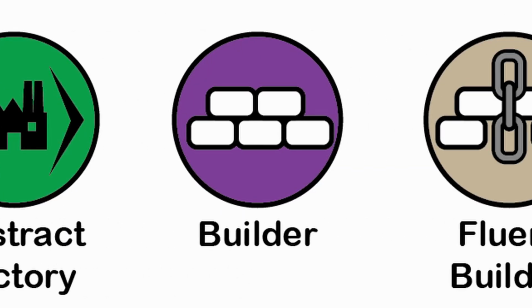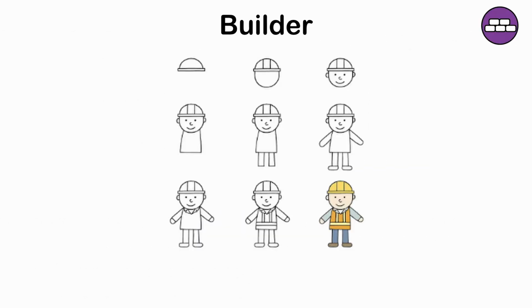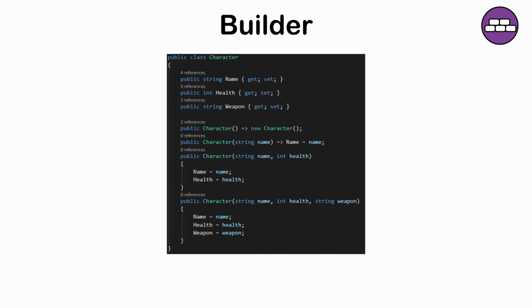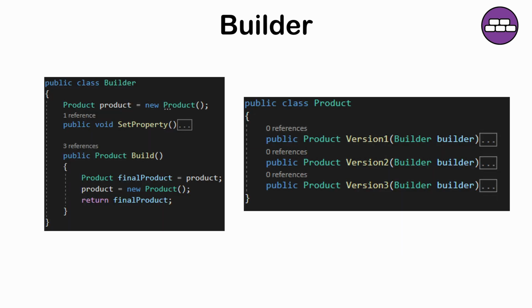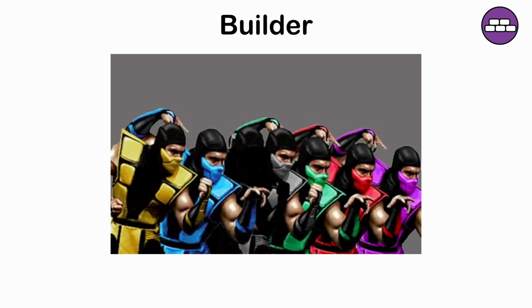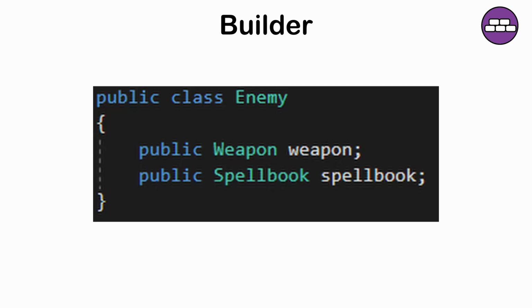The builder pattern. Used to create complex objects step by step. Its main purpose is to avoid having too many constructors, or constructors with lots of unused parameters. It does this by separating the construction of a complex object from its final product, allowing the same process to create different variations.